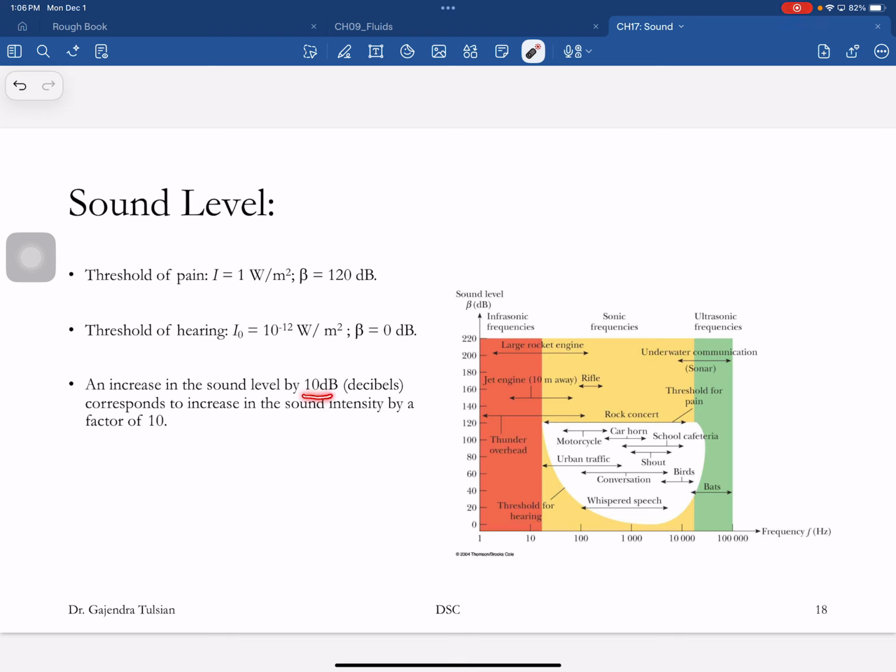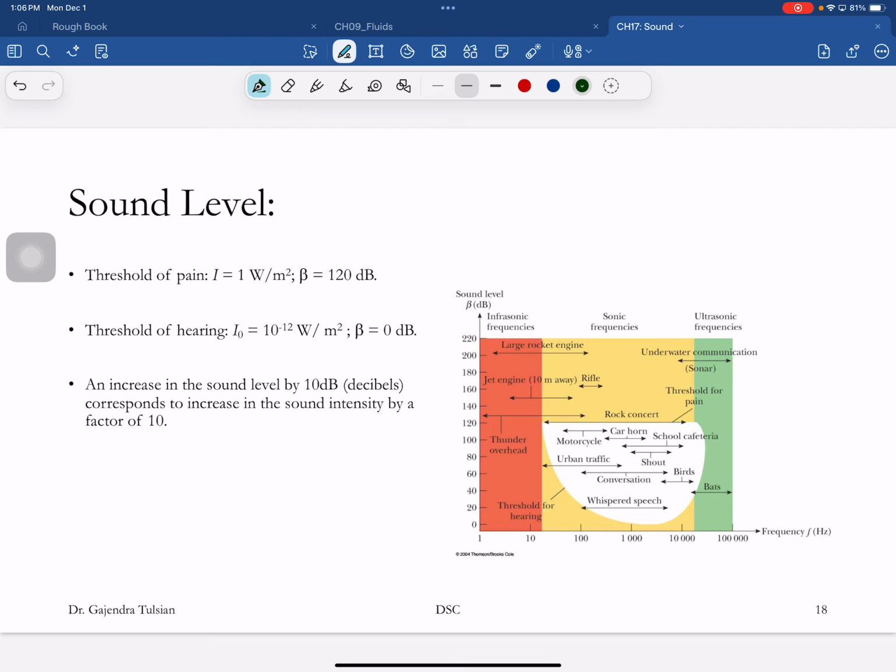An increase in decibel level by 10 decibels corresponds to an increase in sound intensity by a factor of 10. And remember, if you were hearing 3 violins and you want to hear twice as loud, what do you have to do? You have to go to 30 violins. So the intensity has to increase by a factor of 10 before the sound will sound twice as loud.